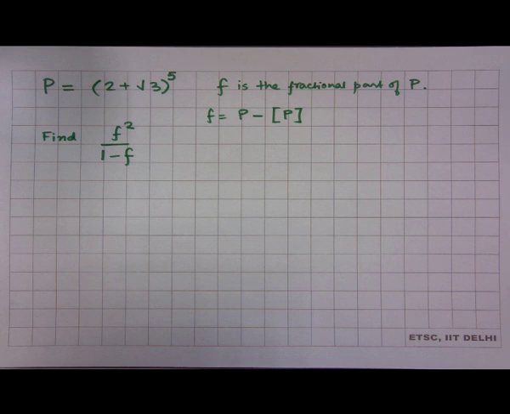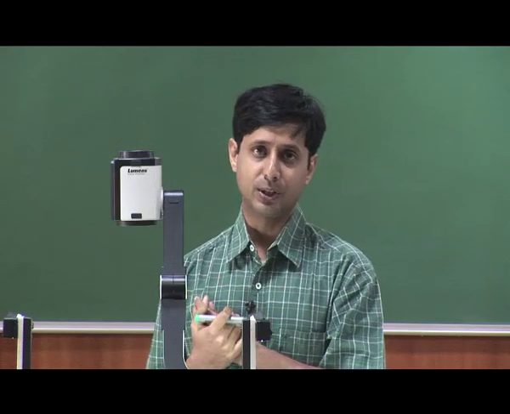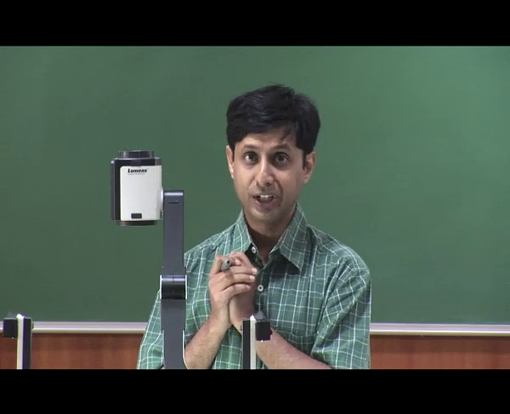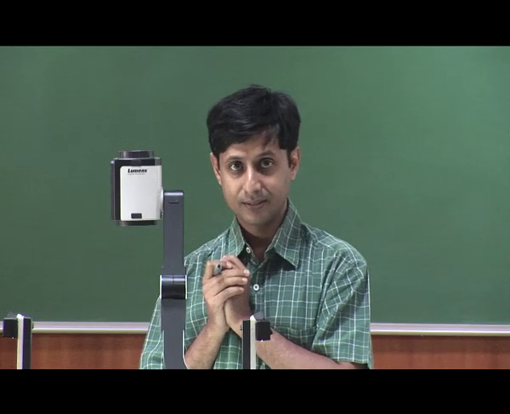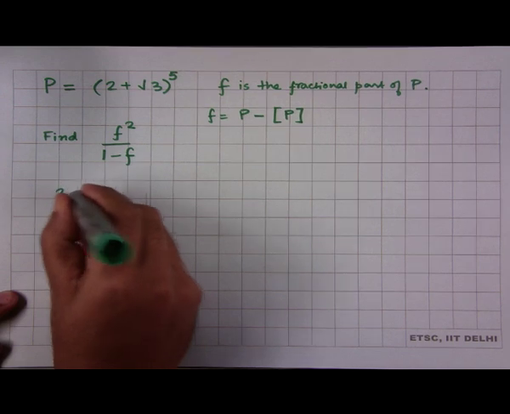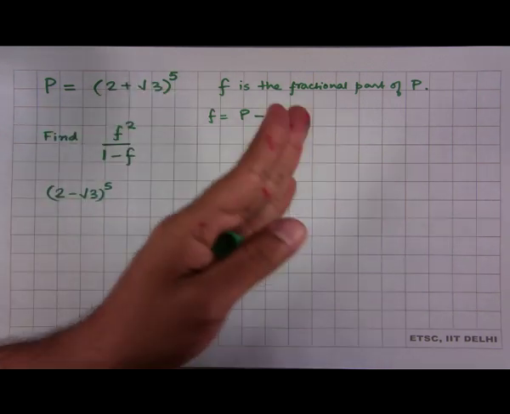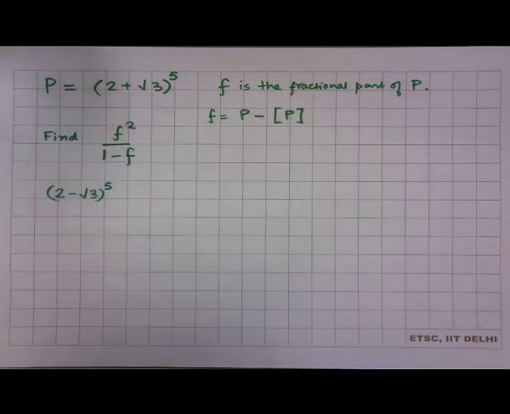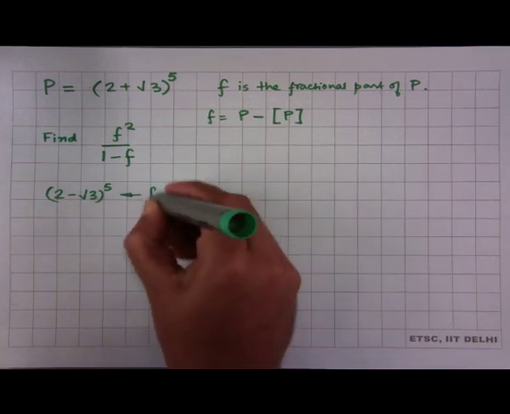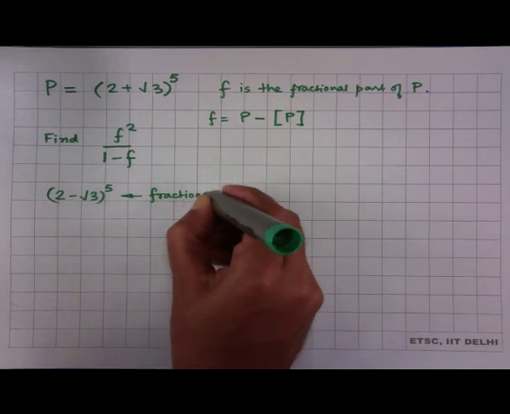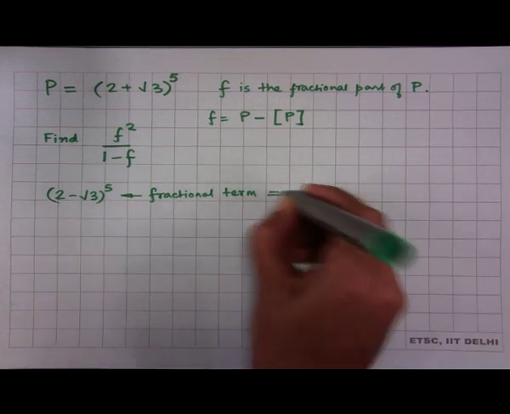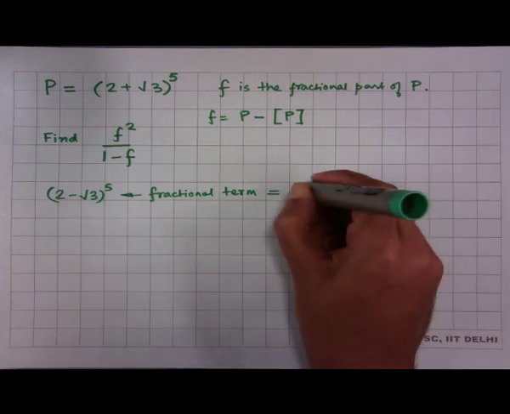How do we do this? Once again I look at (2 plus root 3) whole power 5. It is going to break up into some integer terms and some fractional terms. The fractional terms are all related to root 3. If I look at (2 minus root 3) whole power 5, then I will get the same integer terms and the same root 3 terms, but the root 3 terms are all going to come with a negative sign, which means that the fractional term in this is nothing but 1 minus f.